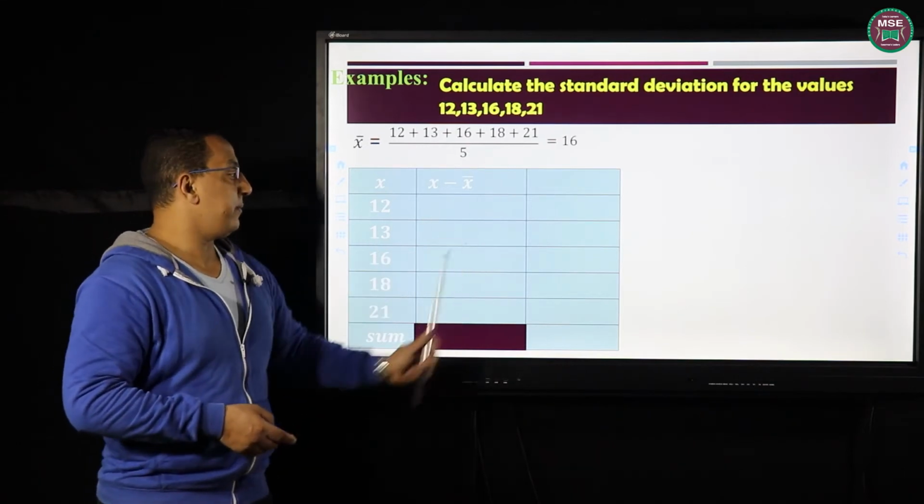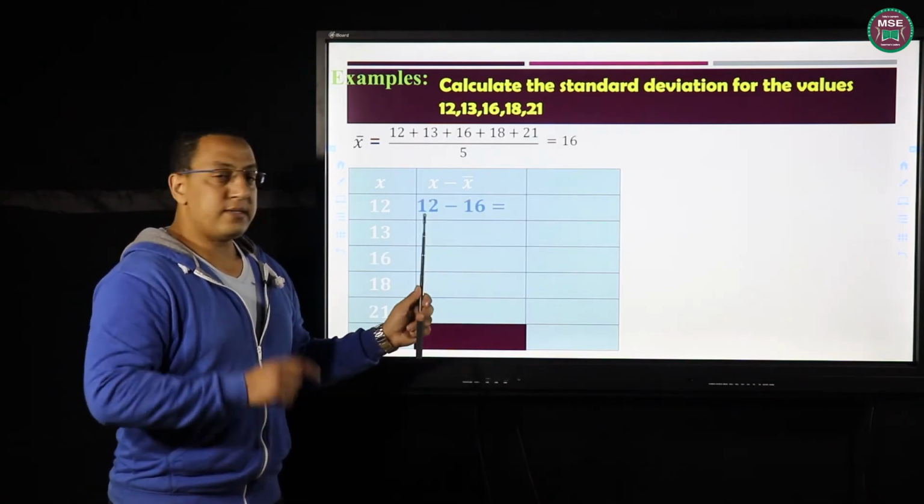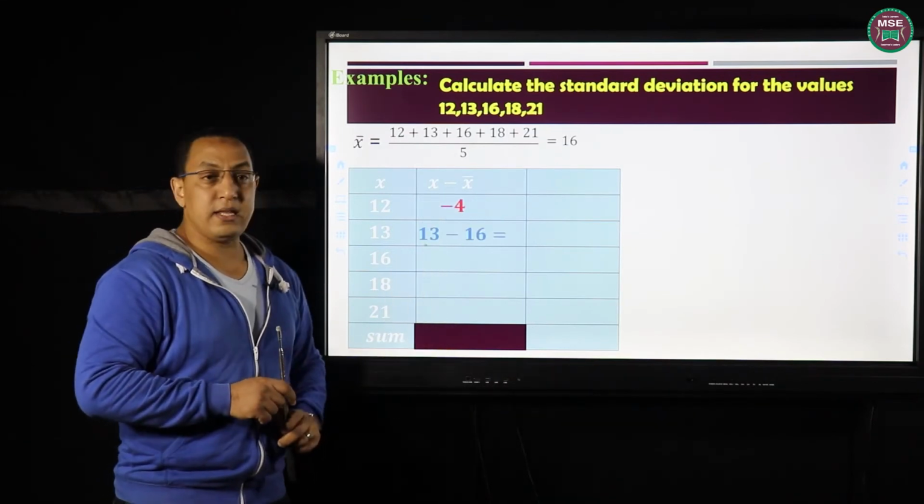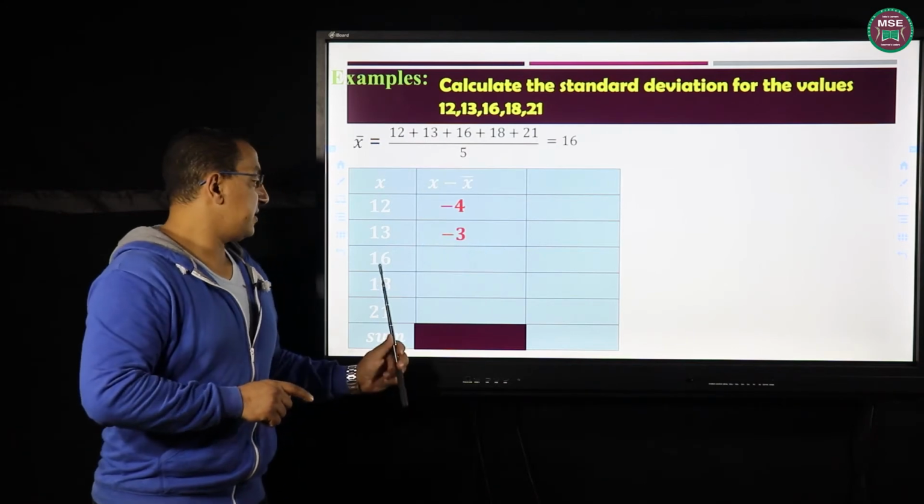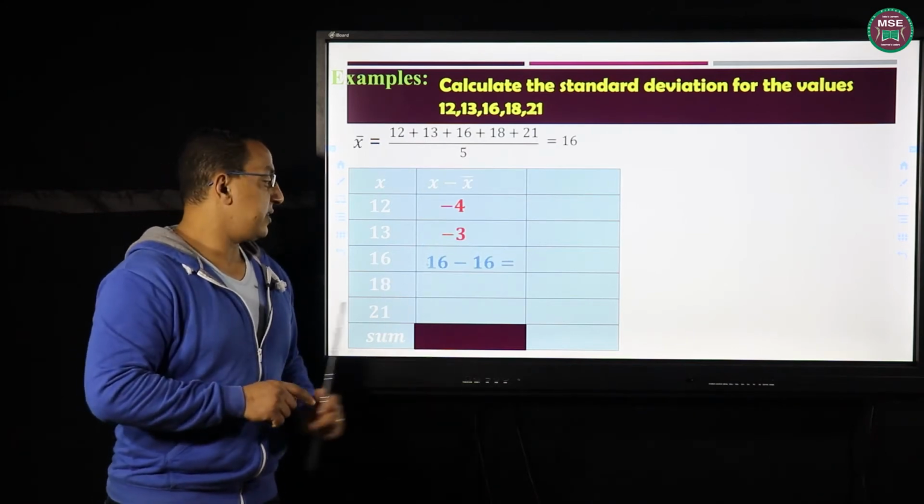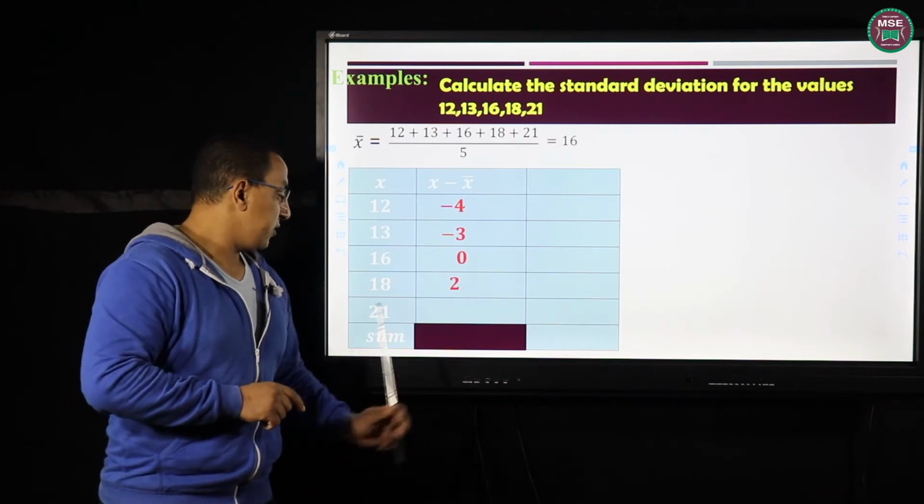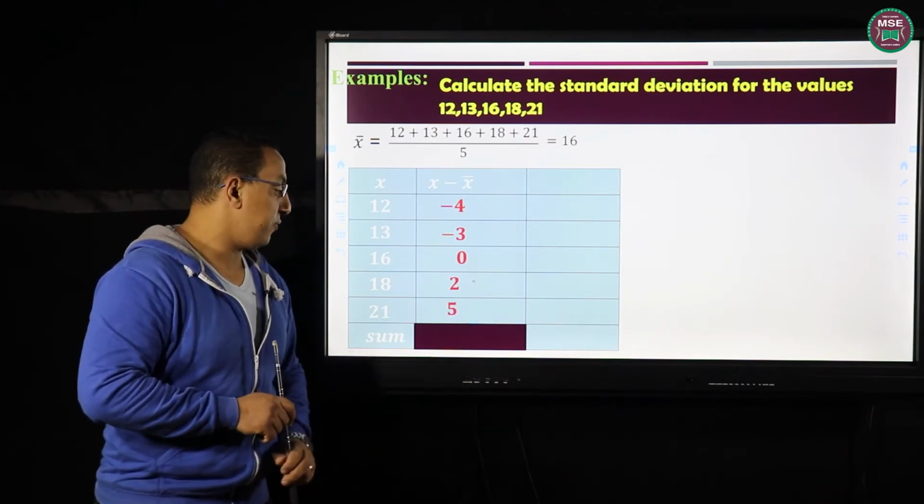12 minus 16, its value equals negative 4. 13 minus 16 equals negative 3. 16 minus 16 equals 0. And 18 minus 16 equals 2. Finally, 21 minus 16 equals 5.